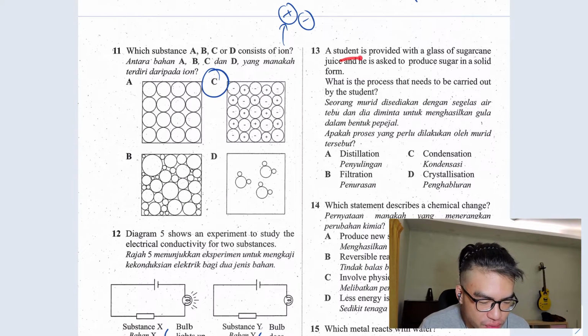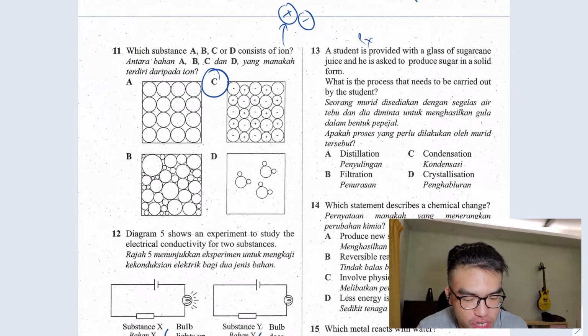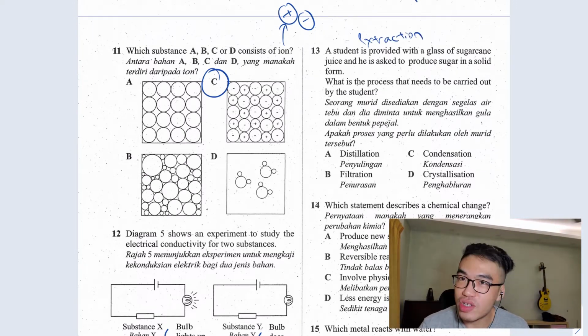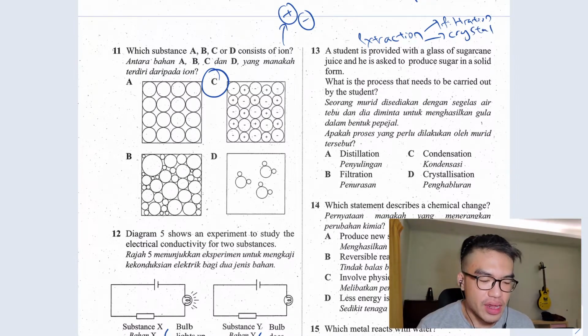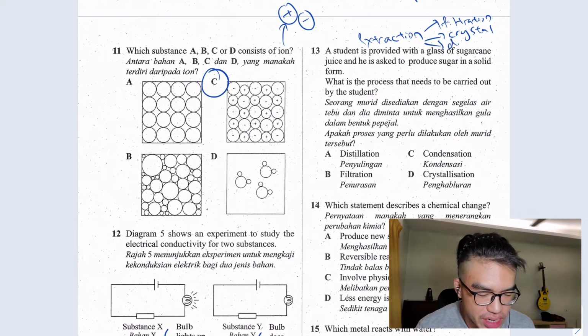Next, let's go into question 13. A student is provided with a glass of sugarcane juice and is asked to produce sugar in a solid form. What is the process that needs to be carried out by the student? Here we are looking at extraction methods. So to extract something, we have three methods, one being filtration, one being crystallization, I'm going to just write the short form here, and the third being distillation.